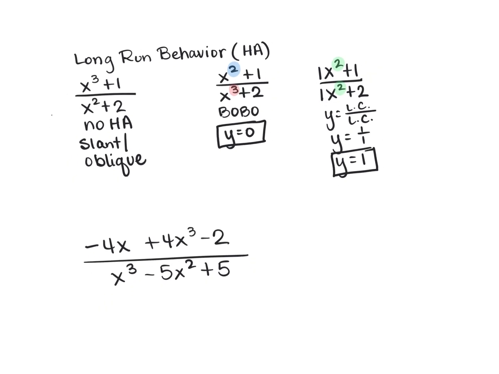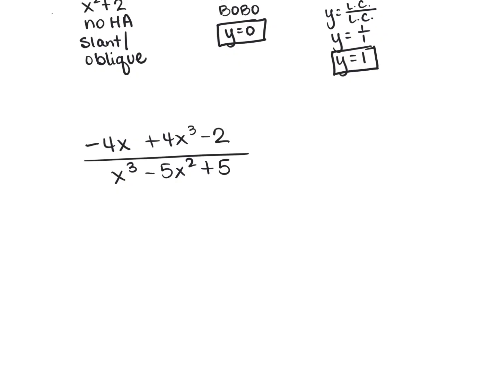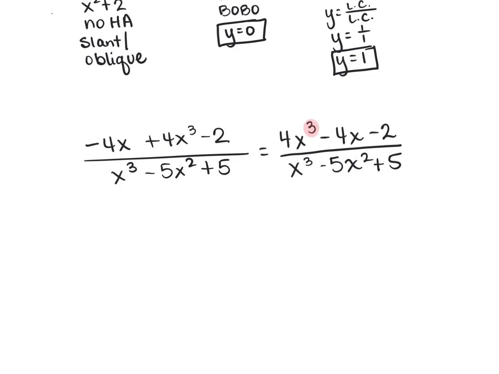So as we look at this first example underneath here, the first thing I see is that it's not in descending order. So I have to put the top in descending order. If you accidentally forget to do that, then you're going to have problems because you will end up missing your long run behavior. So putting the top in descending order, the bottom stays the same. Now I'm looking at my degrees. So as I see this, I've got degree of 3 in the top and the bottom.